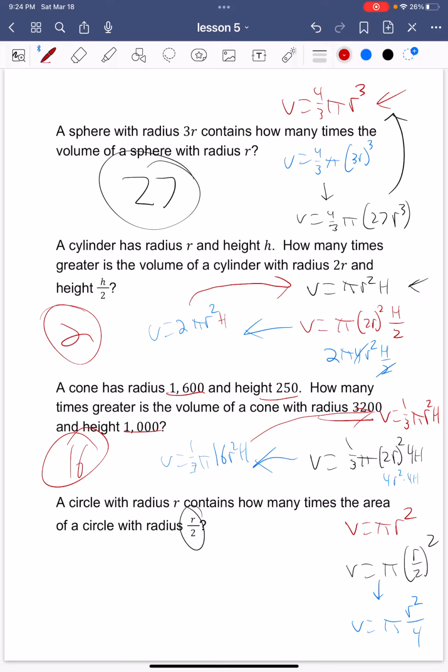Now, it's a little tricky to directly compare these two, so I'm going to use a factoring tool. I'm going to factor out a 1/4 from the blue equation. So our top right equation can stay the same, pi r squared, but our bottom equation, I'm going to say that's 1/4 of pi r squared. That's the same thing as this, but with the 1/4 in front, so it's easier to visualize. So now we have to see how many times as big the red equation is compared to the blue equation. Well, if we multiply the blue equation by 4, we get the red equation, so it's 4 times bigger.